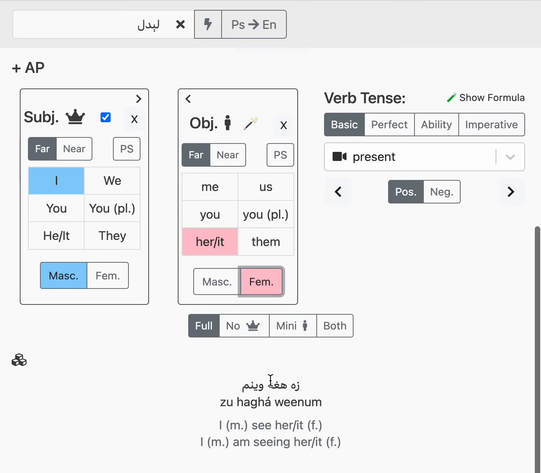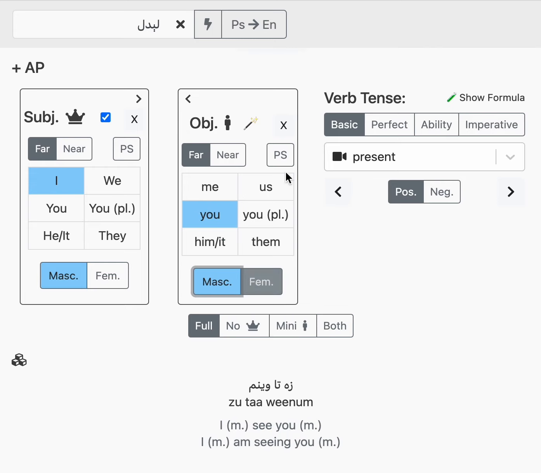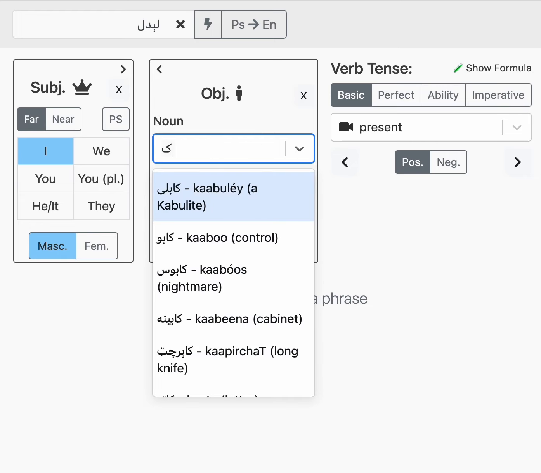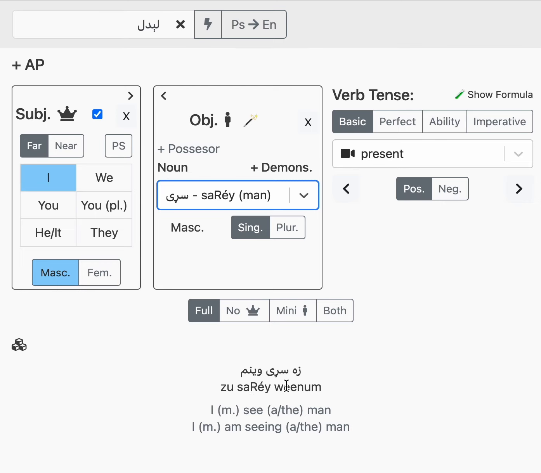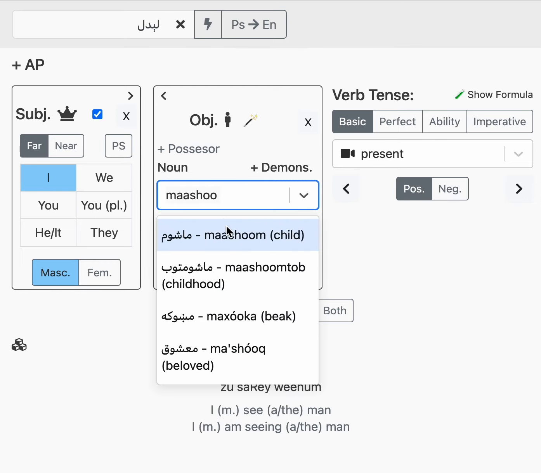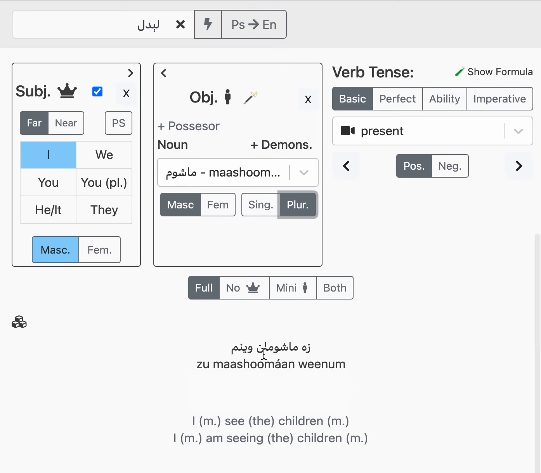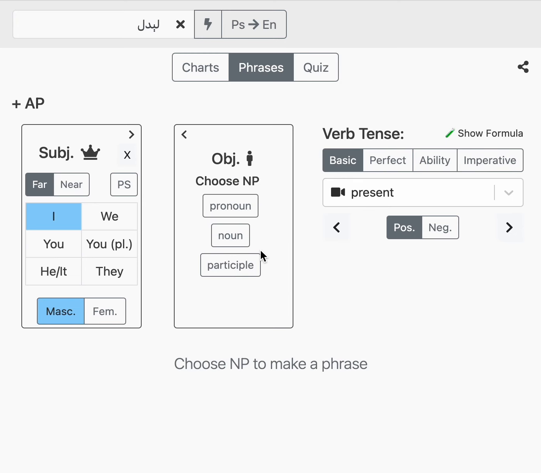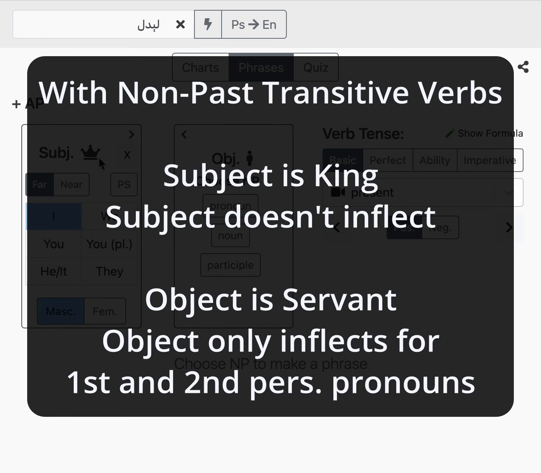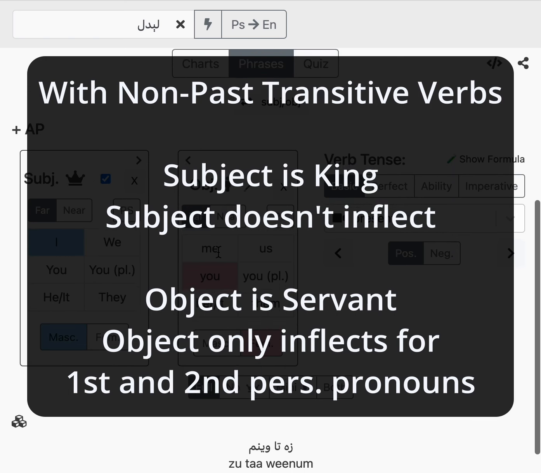With the transitive verbs, in the non-past tense, in present tense or when we're not in the past tense, the object will not inflect unless it is a first or second person pronoun. Look, I see you, zatawinam. It inflects. If I see, let's say, a noun, if we say sare, I see the man, zasarewinam. That does not inflect. If I see the children, let's make it plural, zamashuman winam, then that does not inflect. Like that. So we have a subject, which is the king of the sentence, and we have an object, which is a servant, and the subject doesn't inflect.